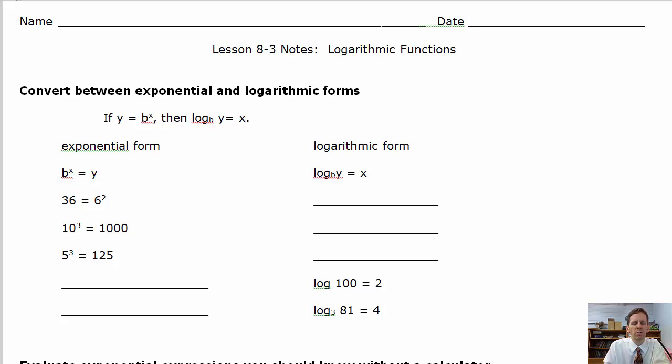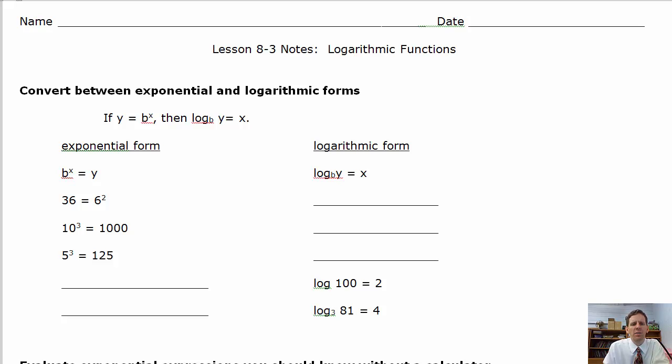These are Lesson 8.3 Notes, Logarithmic Functions. Today we're going to convert between exponential and logarithmic forms. We're going to evaluate some exponential problems that you probably should know. We'll evaluate logarithms and we'll solve problems involving something called pH and acidity.